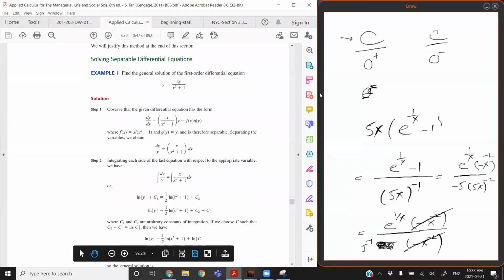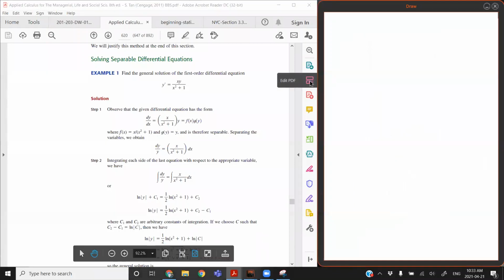Solving separable differential equations. Last class we learned about how to verify the solution of a differential equation. And some differential equations are actually very difficult to solve, to find the solution. But there is one type, called separable differential equations, that are relatively easy to solve. And this is actually the only type you're going to learn about in this class.